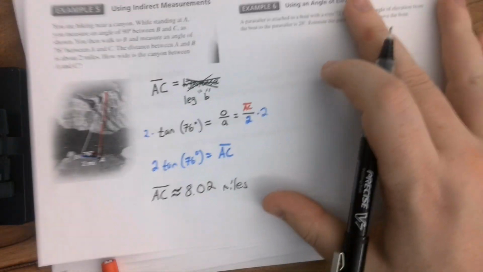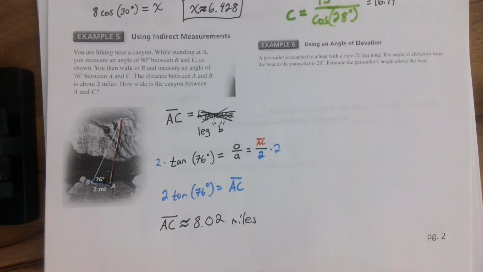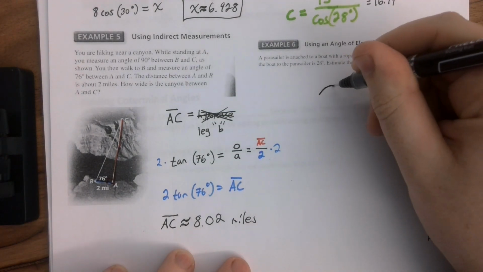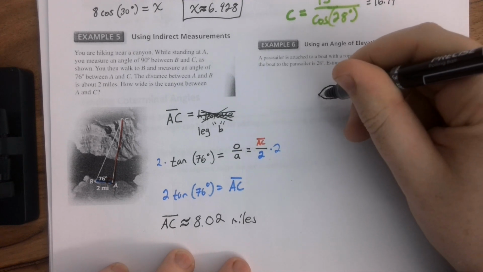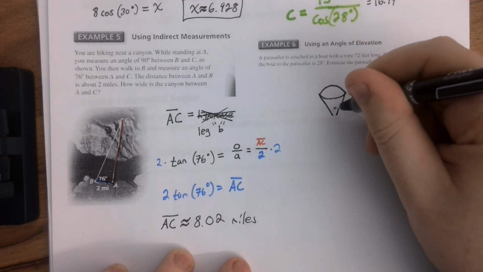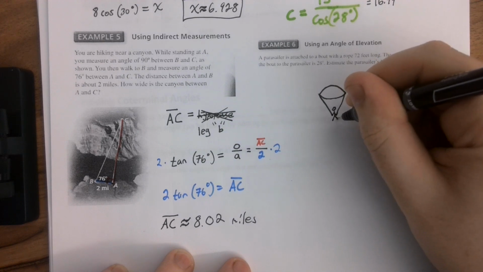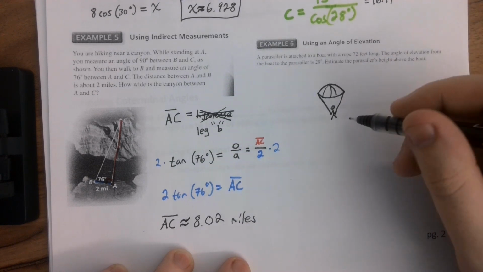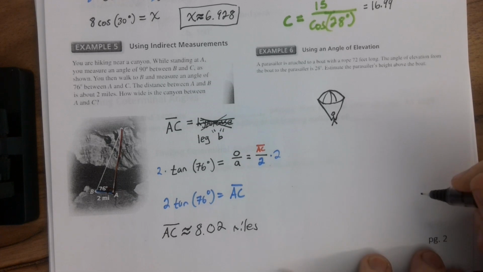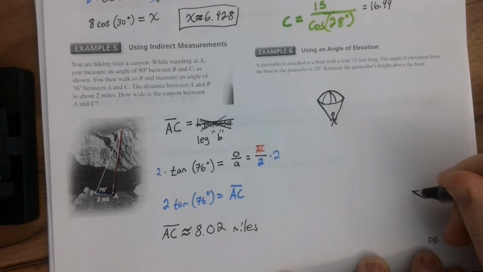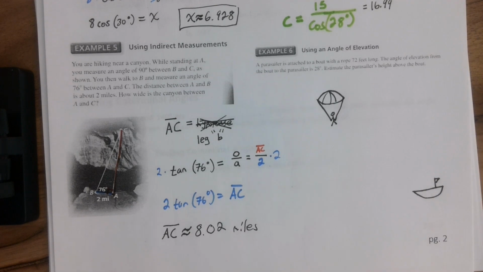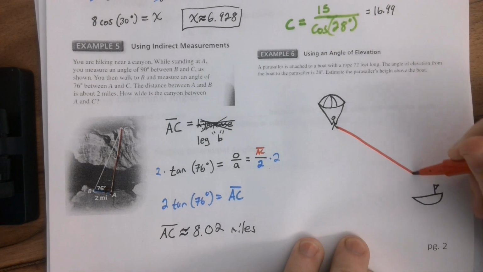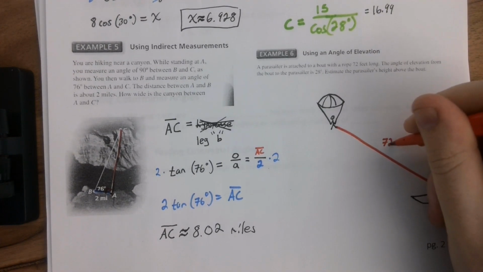From here, we can take a look at example 6, and this is one where I recommend drawing a diagram. I usually recommend drawing a diagram for these word problems. So we've got a parasailer this time. So he's got his little parachute, and he's holding on for dear life. They're attached to a boat with a rope that's 72 feet long. So here's my expertly crafted boat. We've got a rope here connected to the paraglider that's 72 feet.